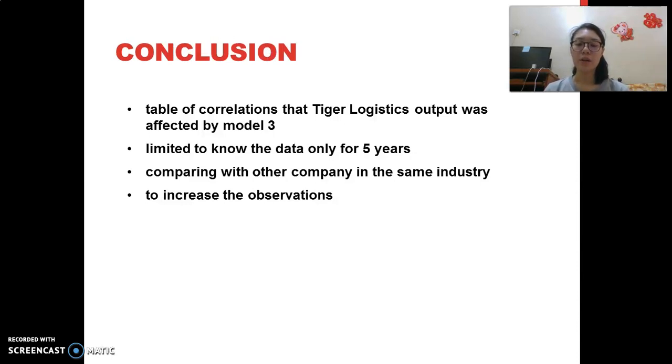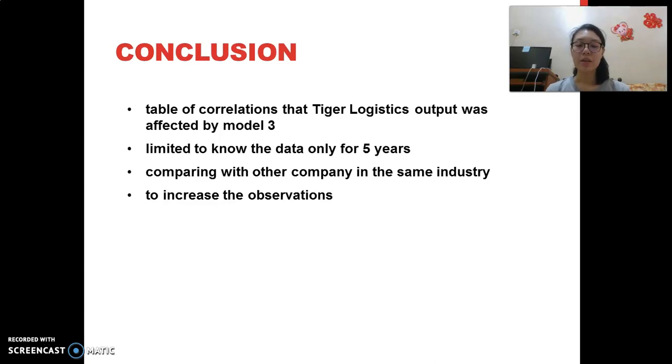The purpose of this study is to enhance the understanding of the relationship between corporate governance and other factors. The output of the correlation table was affected by model 3, because model 3 shows the variables in positive and negative relationships and the significance. So it will reflect the output of the company.